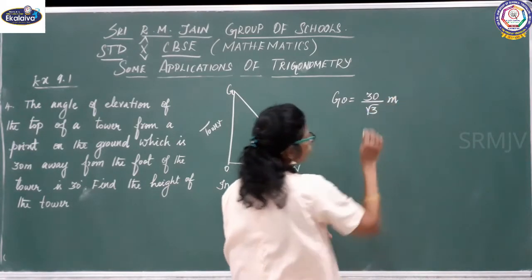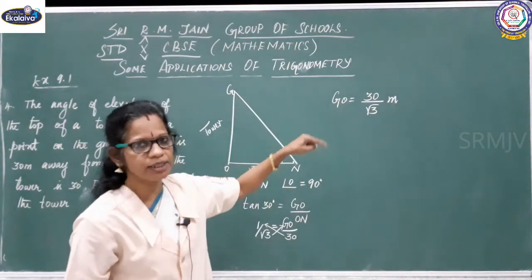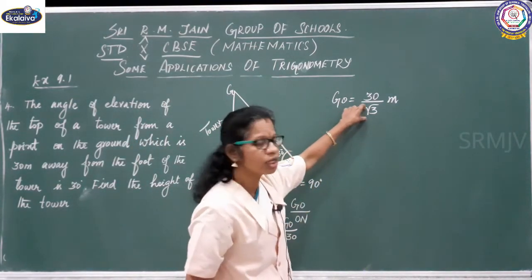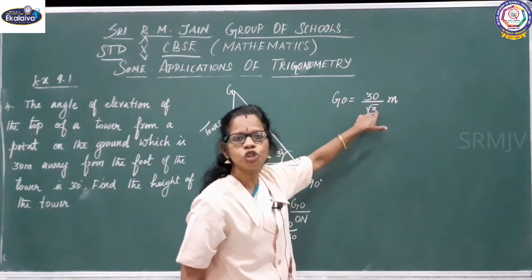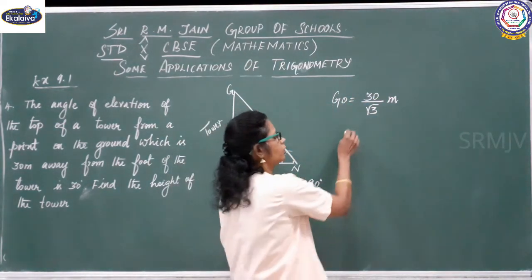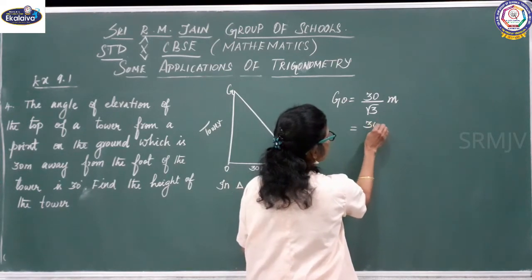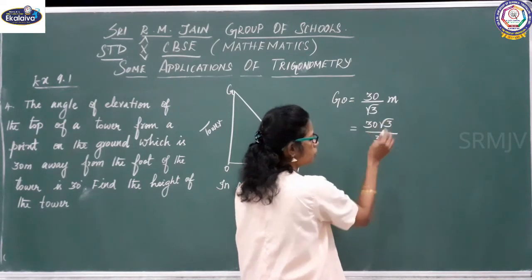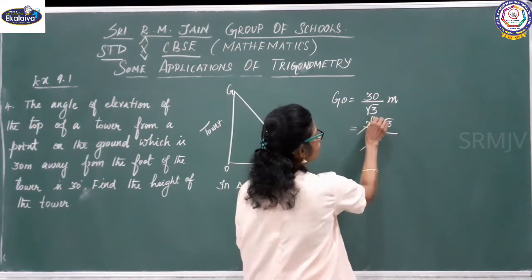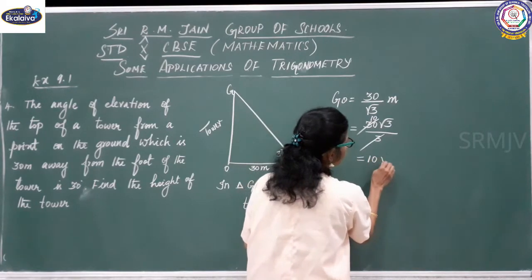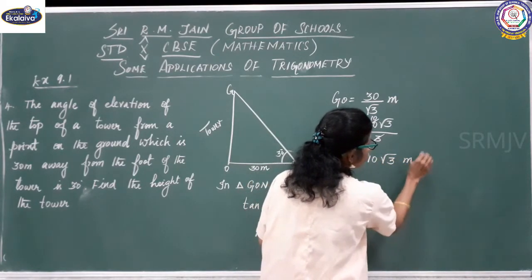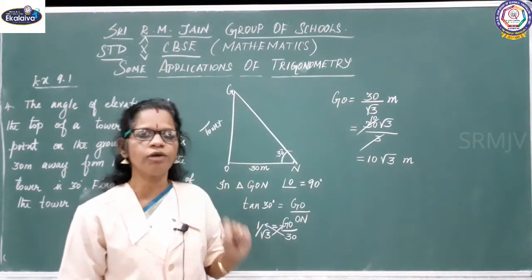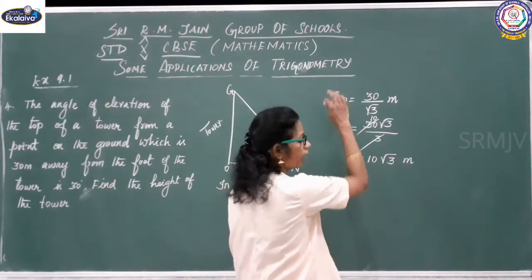meter. If you want, you should rationalize the denominator. Rationalize the denominator means what? Use this irrational number, multiply both numerator and denominator. Then what can you get? 30 root 3 divided by root 3 into root 3, it becomes 3. Then 3 tens are, right? 10 root 3 meter. Suppose root 3 value is given, means you should substitute root 3 value and find out the value of height of the tower.